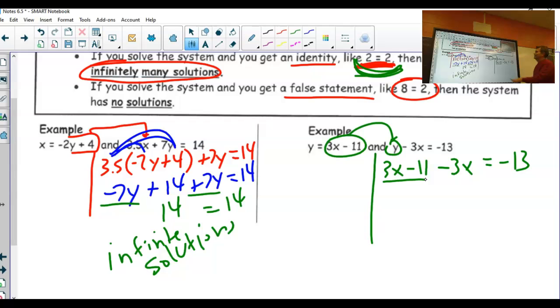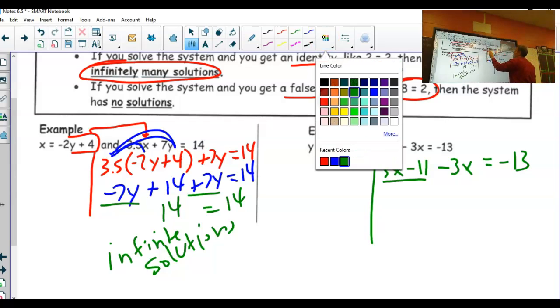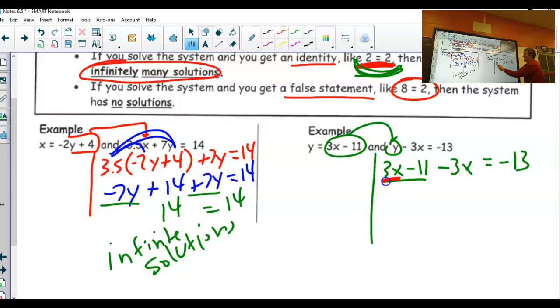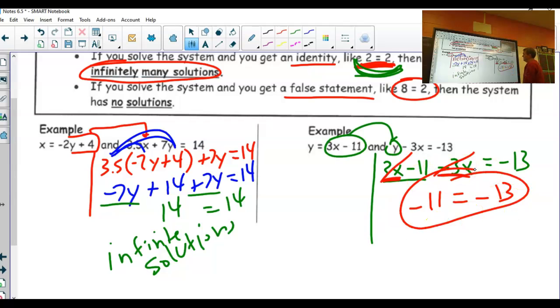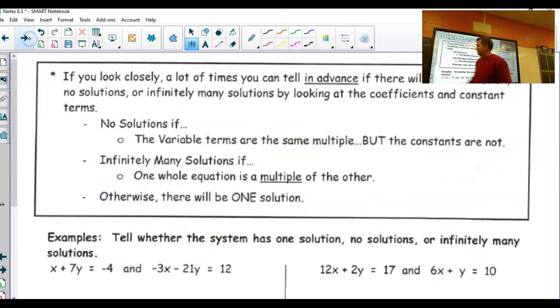Then I go ahead and combine my like terms. My like terms are the 3x and the negative 3x, and they cancel each other out. Look at that. And I am left with negative 11 equals negative 13. This is an example of a problem where when I went to solve it, the variables canceled out, and I'm left with a false statement, which tells me this problem has no solutions. All right, one more thing and we're done.